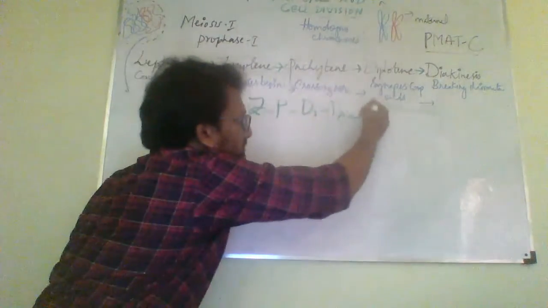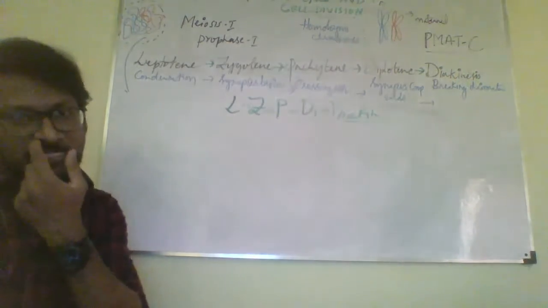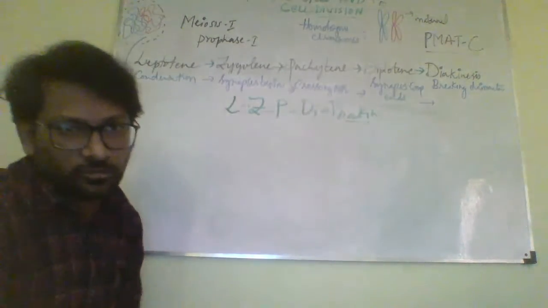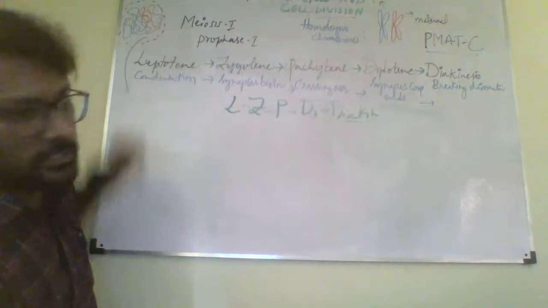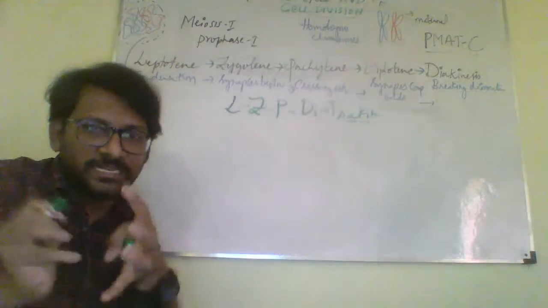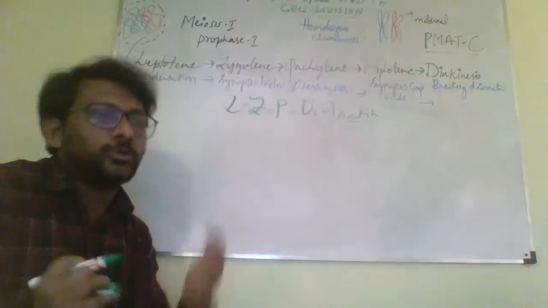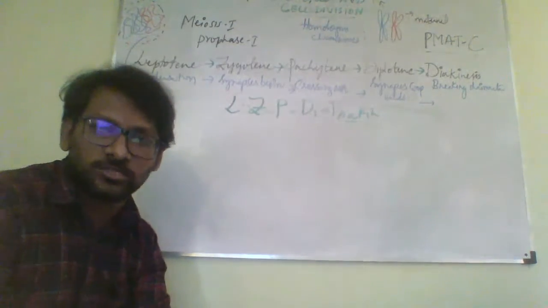Here kinesis is there, right? Kinesis is something which is splitting. We'll see what exactly happens. So first is leptotene in prophase 1, right? Condensation should occur to even exchange the genetic material between the homologous chromosomes.